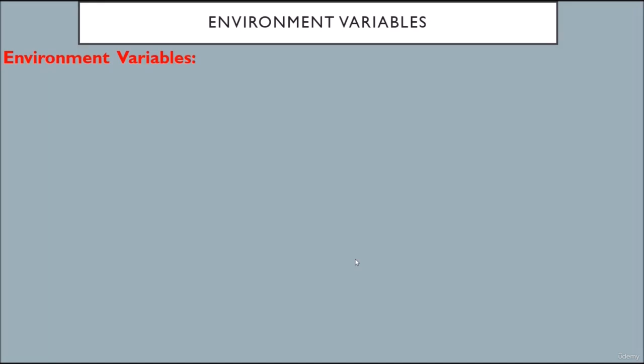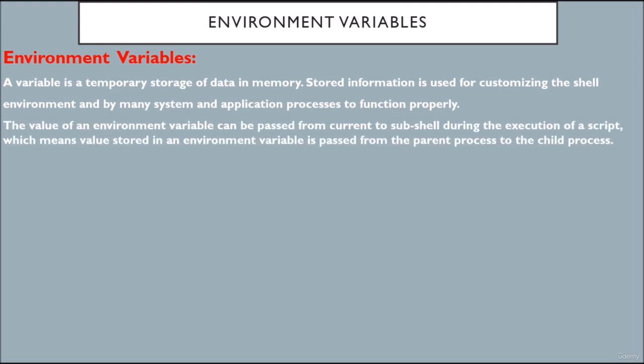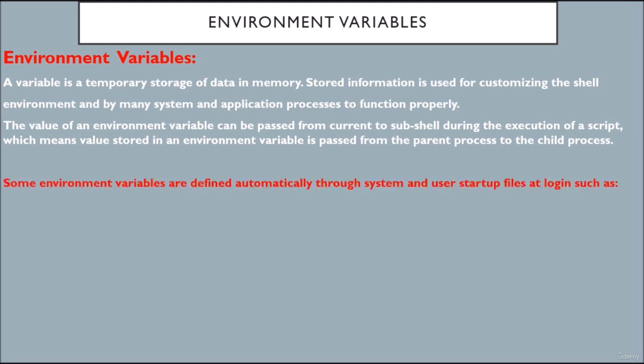In this lecture, we will cover environment variables. A variable is a temporary storage of data in memory. Stored information is used for customizing the shell environment and by many system and application processes to function properly. The value of an environment variable can be passed from current to subshell during the execution of a script, which means the value stored in an environment variable is passed from the parent process to the child process.